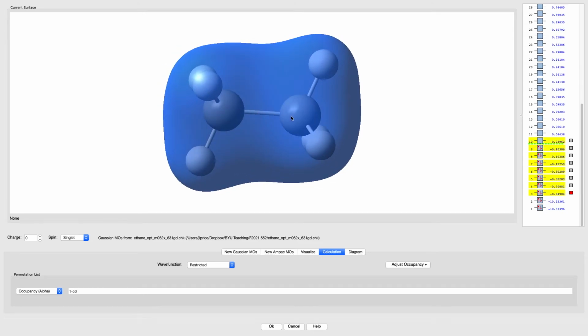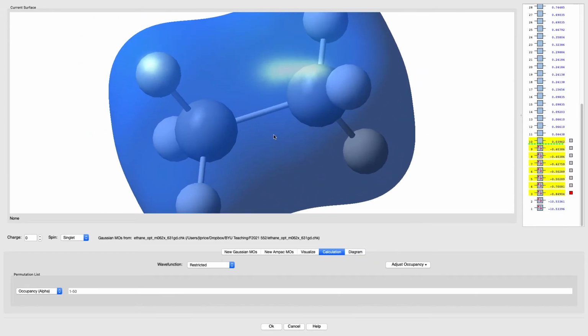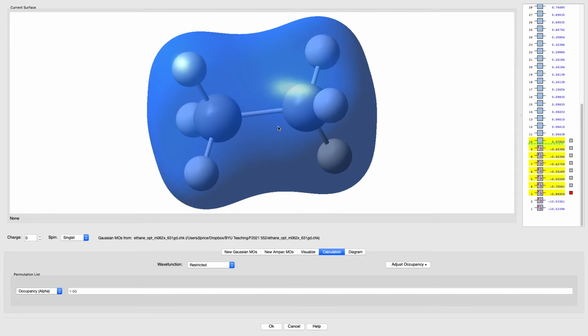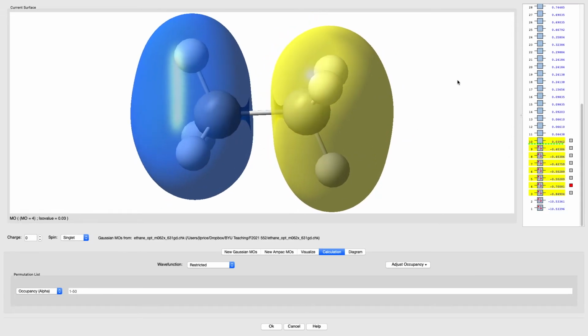It's got some CC bonding character, by which we mean there's orbital in between the two carbons, and it's got a lot of CH bonding character. Now remember, in MO theory, if you ask which bond does this represent, the answer is yes. It represents a part of all of those bonds if you want to transition to valence bond theory. Okay, next one. What does that look like?